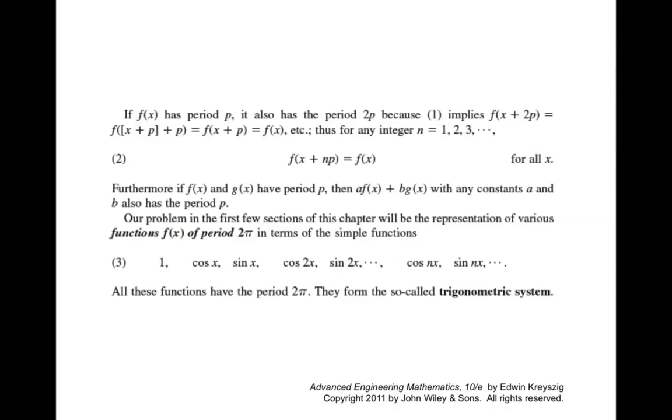To find the period, you would take 1 over the frequency. To find the frequency, you basically would take omega over 2 pi. So the frequency here is 1 over 2 pi, giving a period of 2 pi.